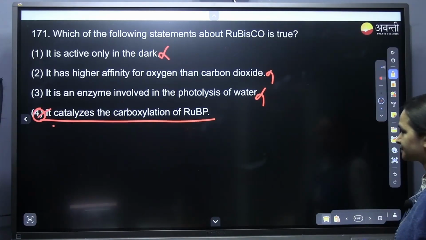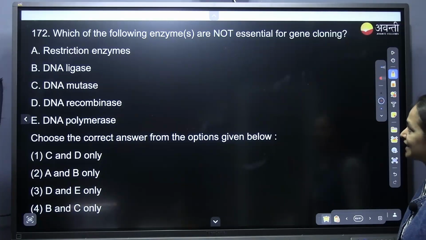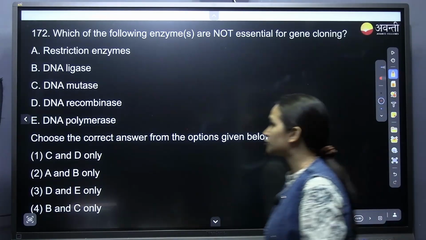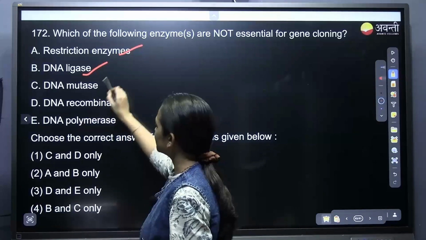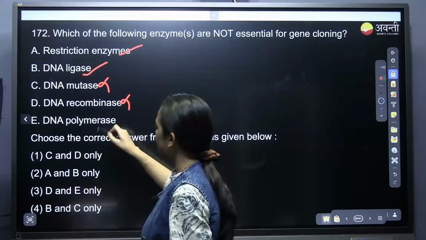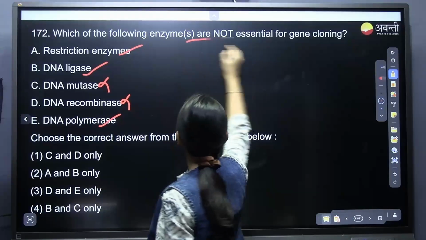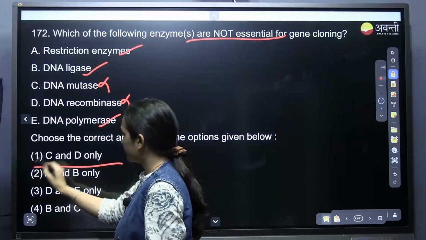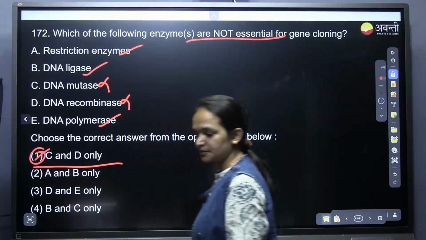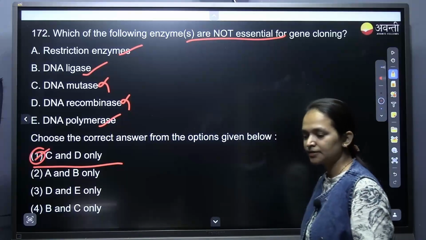Which of the following enzymes are not essential for gene cloning? Restriction enzyme is essential anyway. DNA ligase, yes. DNA mutase, no. DNA recombinase, no. DNA polymerase, yes. So we need to find the non-essential ones. So these are C and D. Option 1 is the correct answer. Got it?